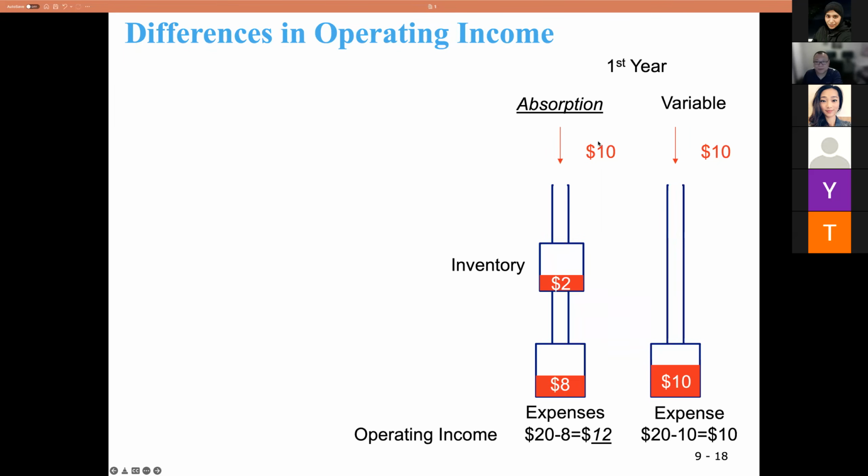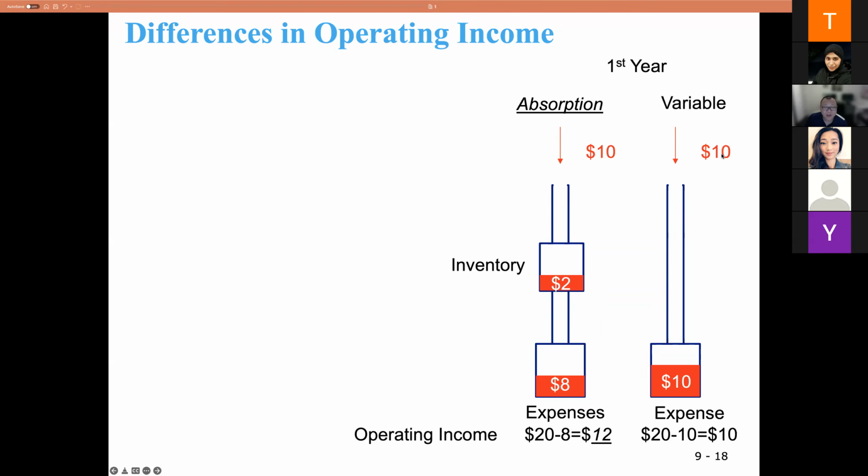Okay, this is my example. Suppose this is the first year of a corporation. They have a fixed manufacturing overhead cost of $10. So if it's variable costing, where does this $10 end up? Tell me, if it's variable costing, where does this go? Let me see who.